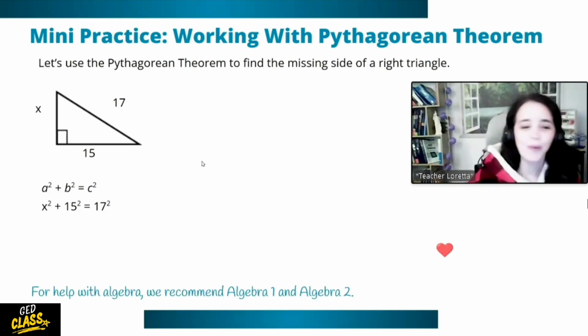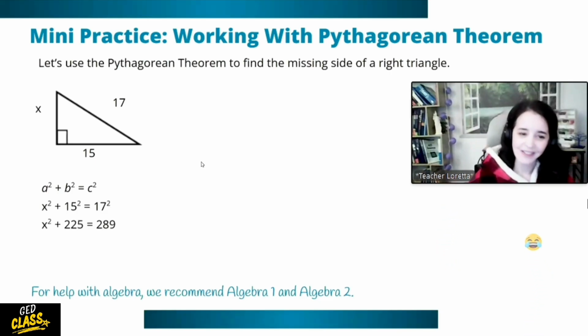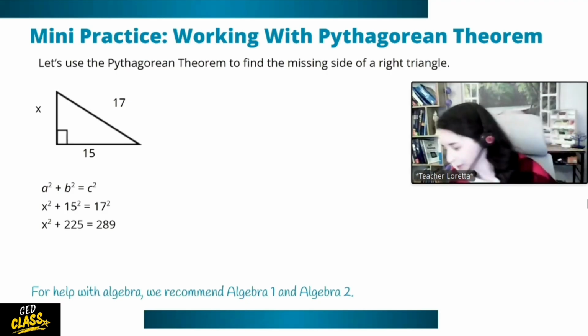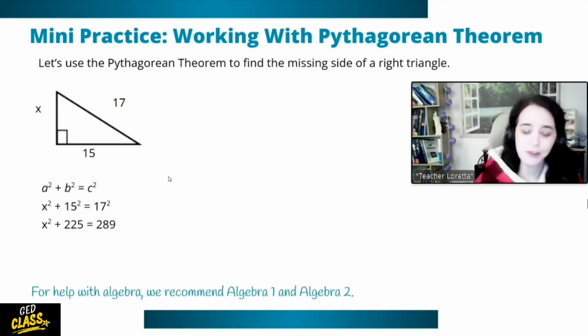Okay, so we have x squared plus 225 is 289. X squared plus 225 is 289. So what would x squared equal, my friends?